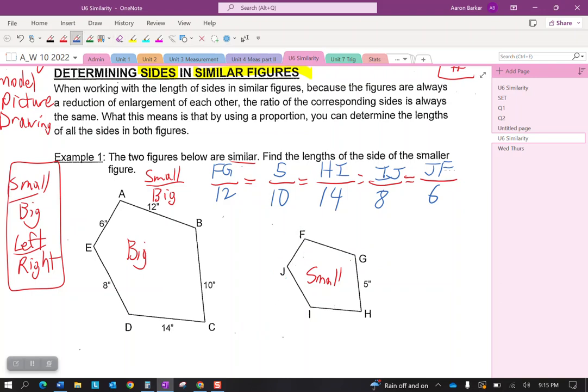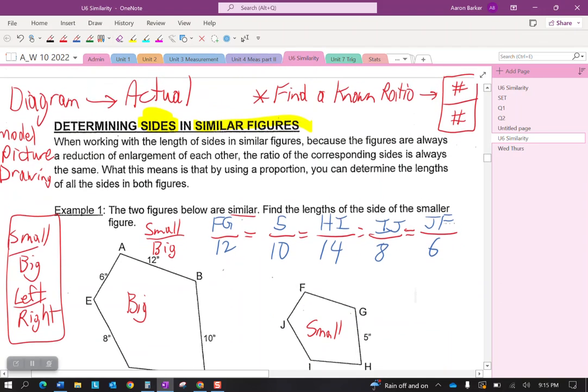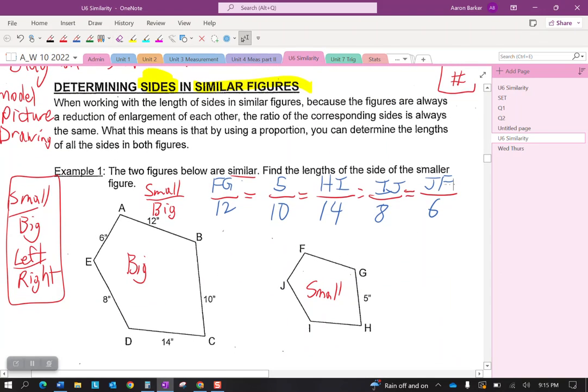And which one is our key fraction? Which one is our known ratio? Well, our known ratio is this one right here because we know both numbers. So what we can say is that this fraction equals this fraction because they're joined with an equal sign.